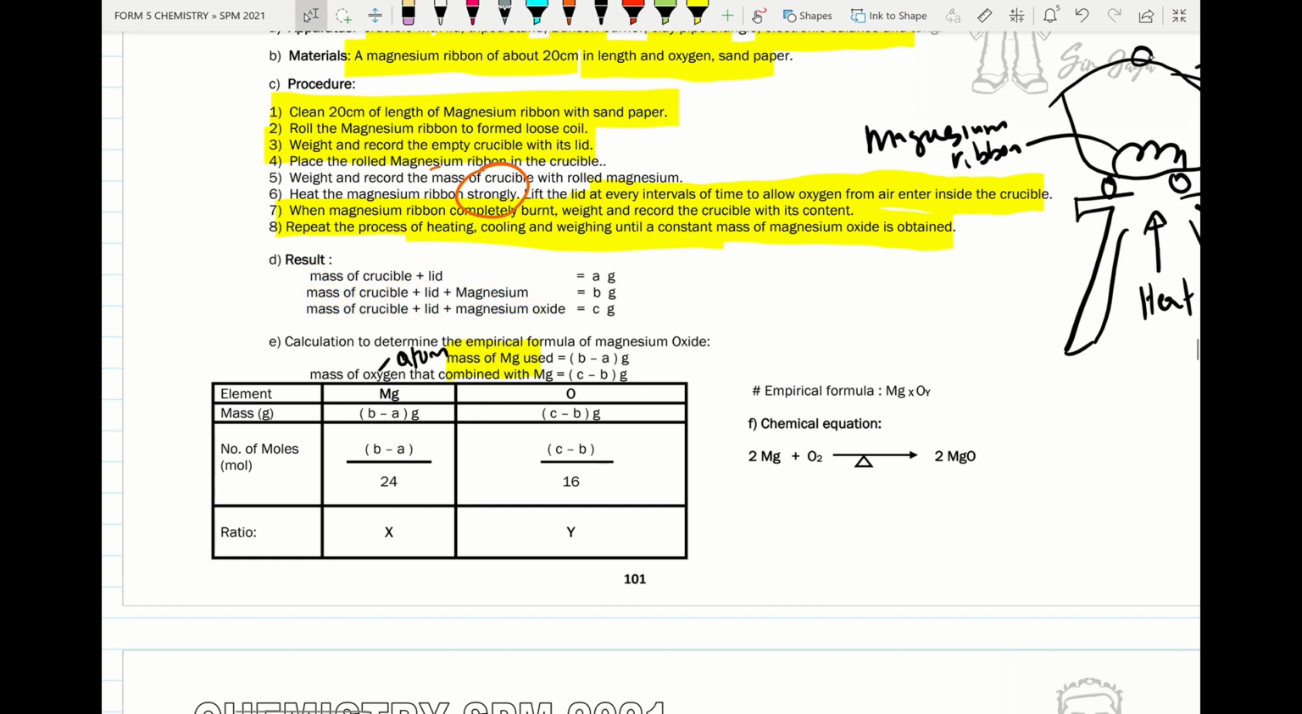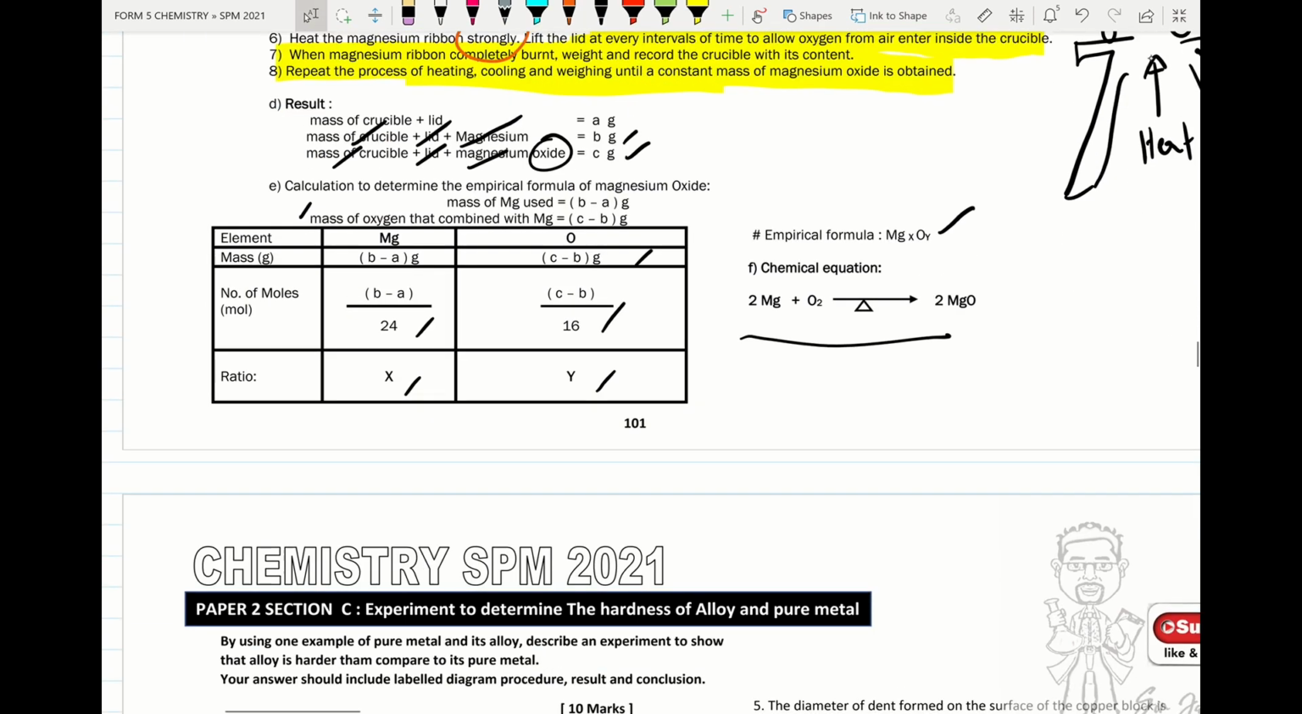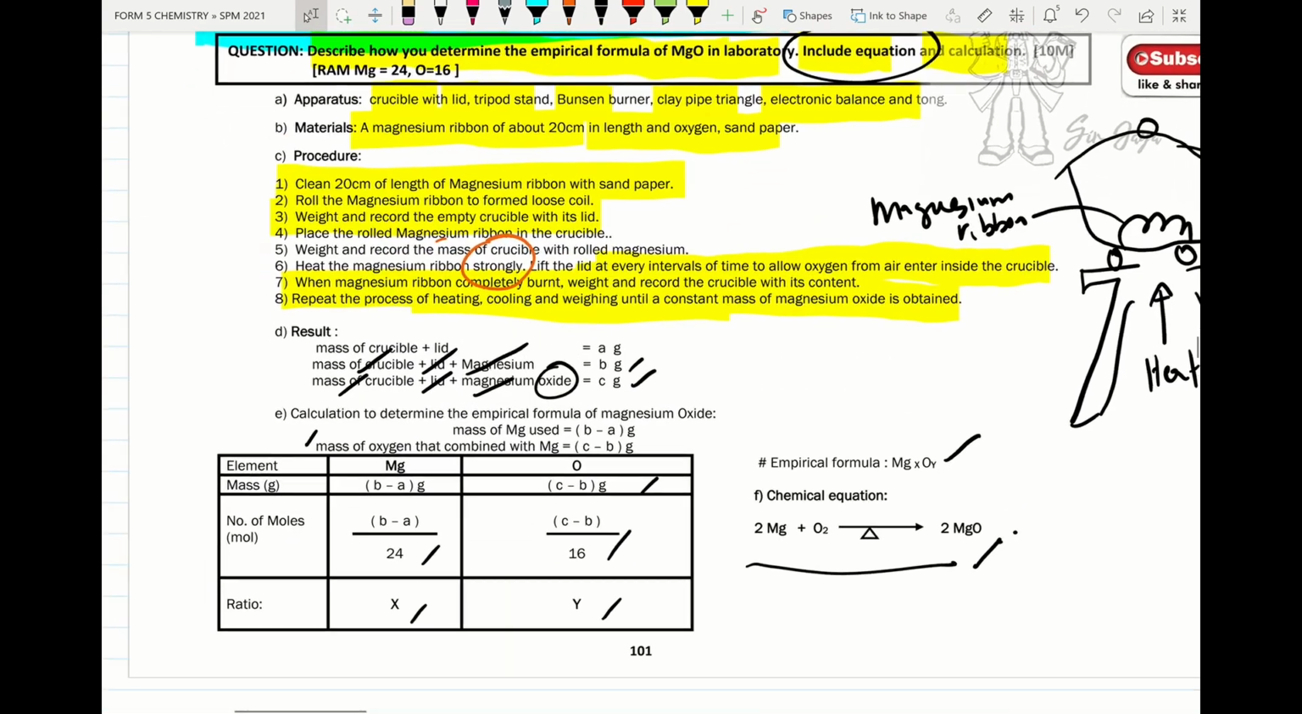Alright, how to find the mass of oxygen atom? So here, the mass of oxygen that combined with magnesium. So we cut the crucible, lid, cut, magnesium, cut. So we have oxygen. So we take C minus B. So we put here, find the number of moles, mass over molar mass. Then find the ratio, put here, and the formula like this. Write down the chemical equation as the requirement of the question. So we write like this. So this experiment, please go through.